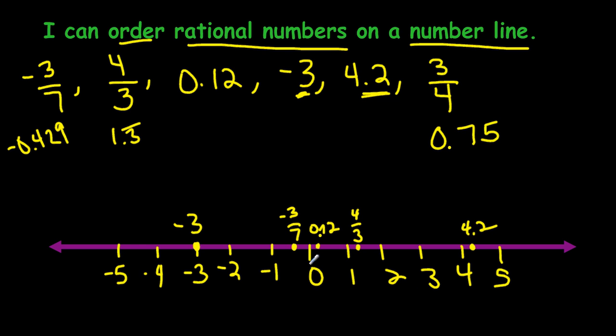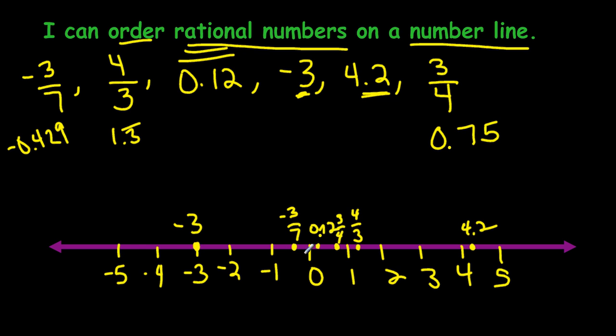All right, and then I have my 3/4. That's between 0 and 1 again, but this time 3/4, 0.75, is way closer to the 1. It's more than half. It's exactly between half and the 1, so right about there. And I'm going to write that in as 3/4. Okay, now I have my rational numbers ordered nicely on my number line.